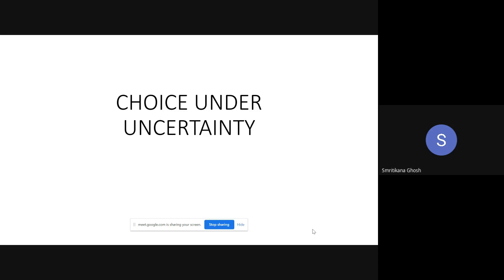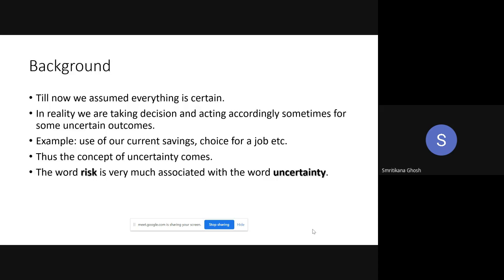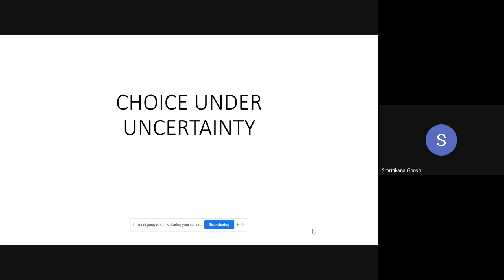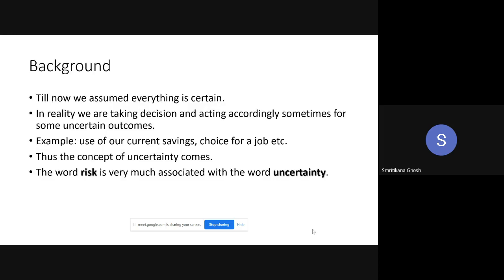Here we will discuss the thing in terms of uncertain jobs. As you are UG students, you are very much concerned about jobs, so we will discuss this chapter in terms of jobs. Let me go to the first slide. We assumed everything was certain. In the case of consumer behavior, this is given, that is given, so everything was certain.